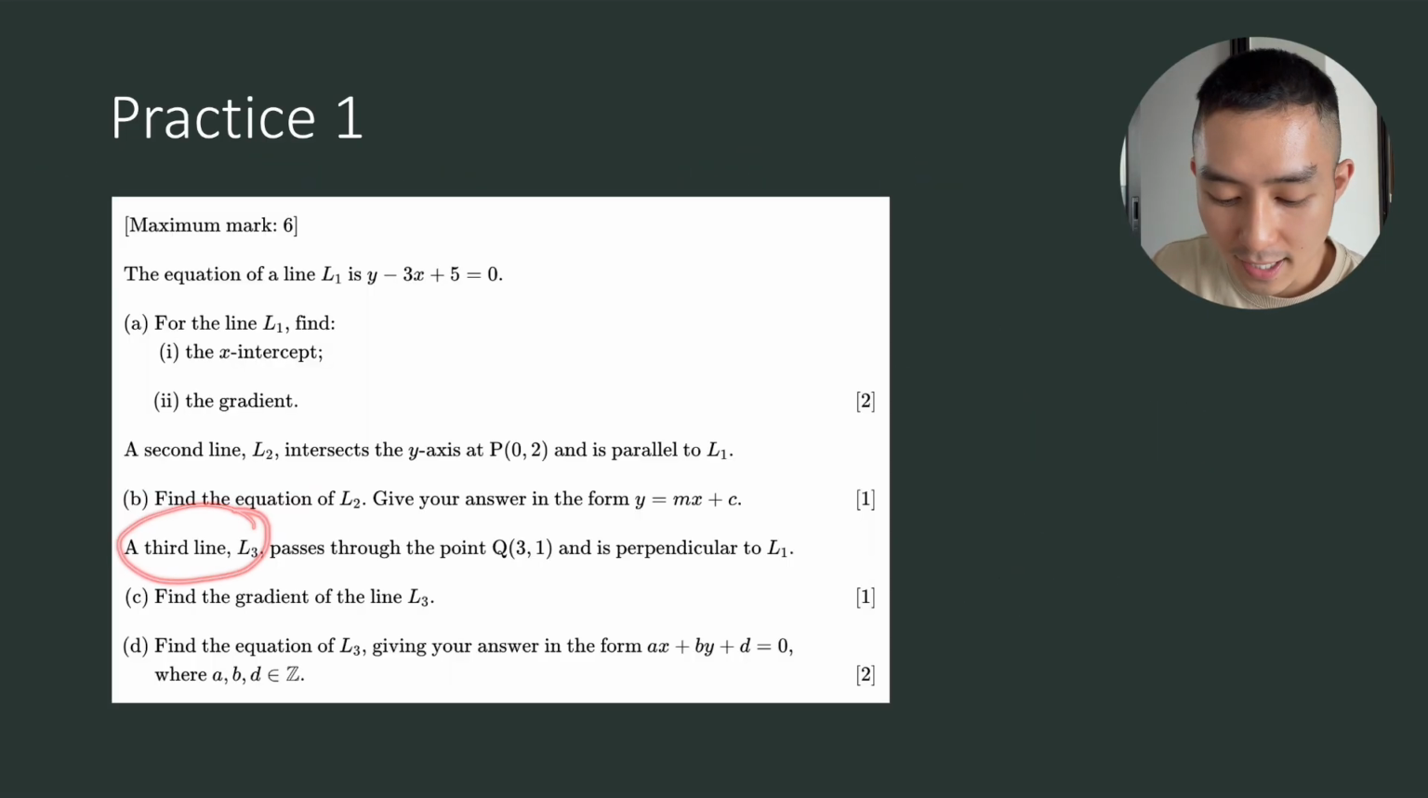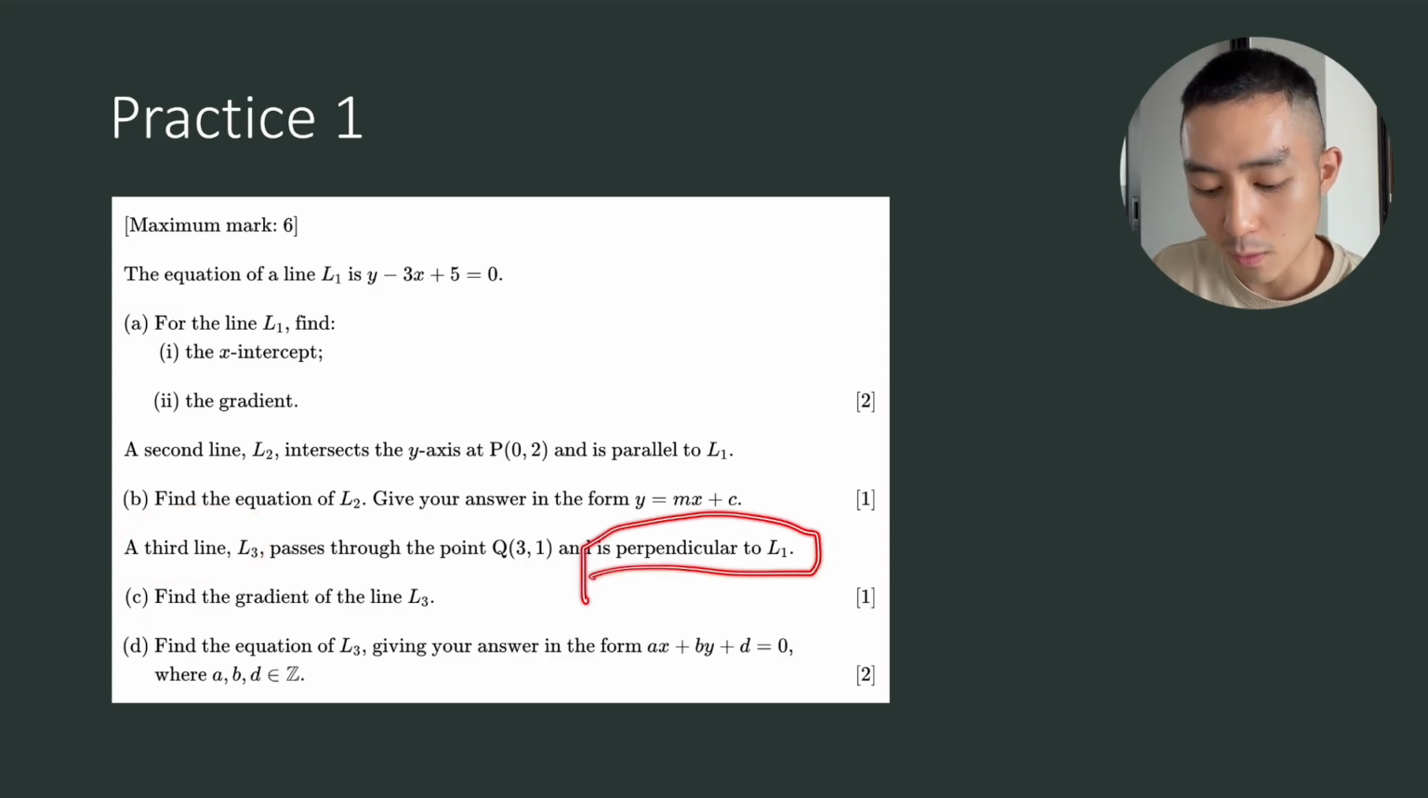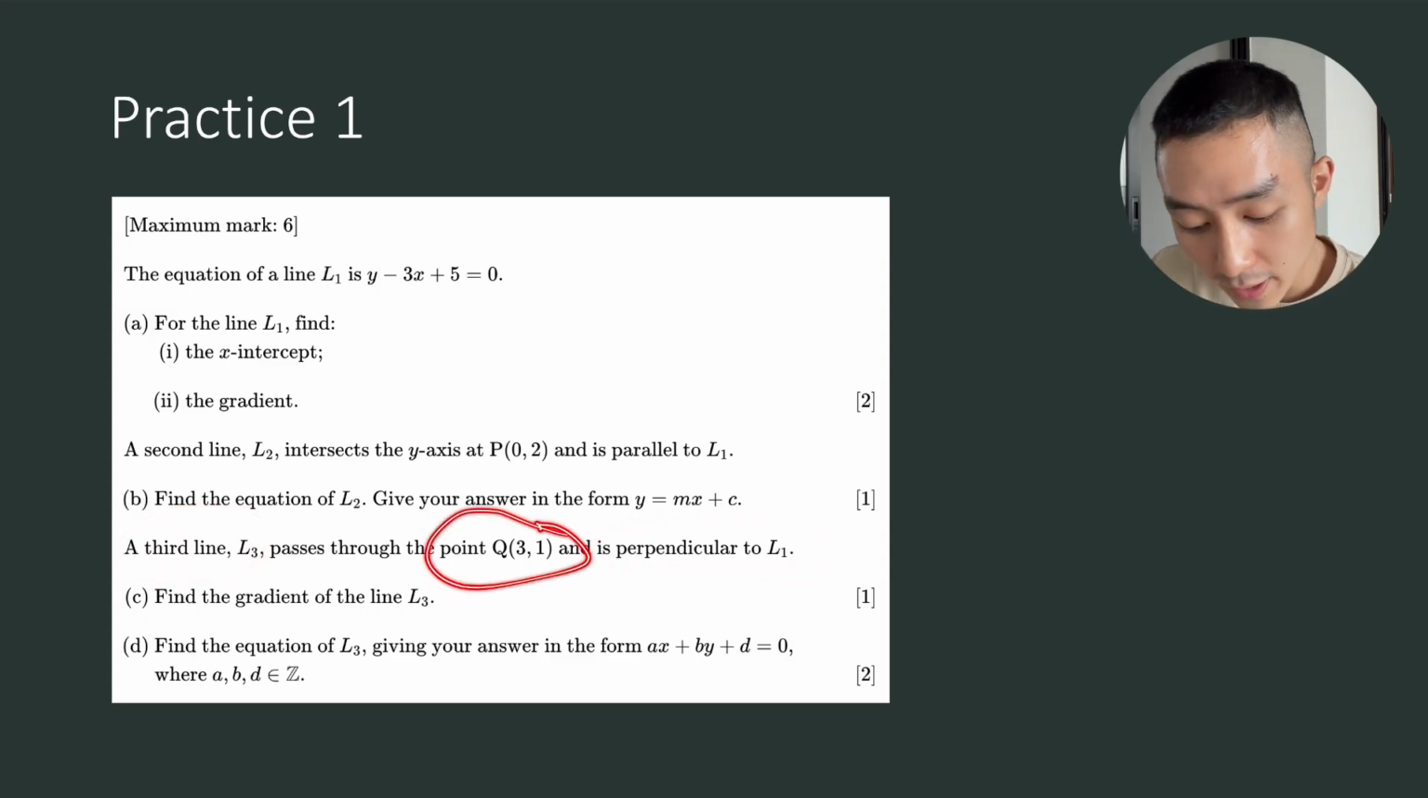We have a third line that is perpendicular to L1 and passing through the point (3, 1).